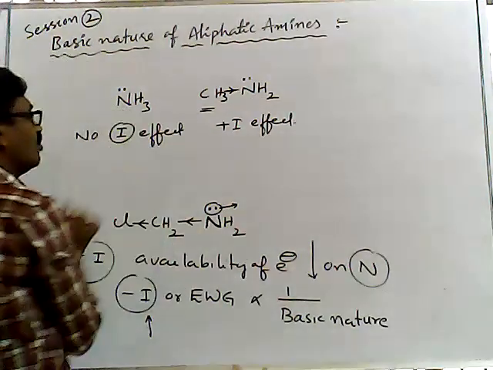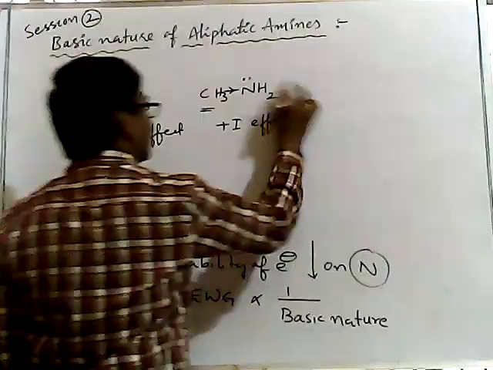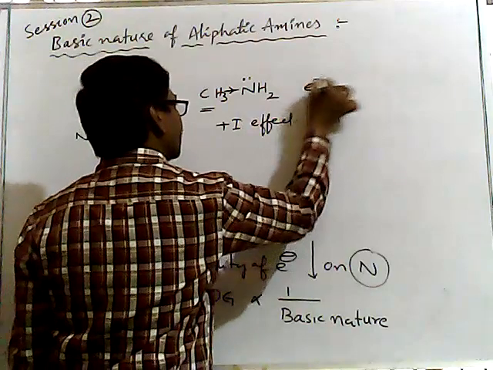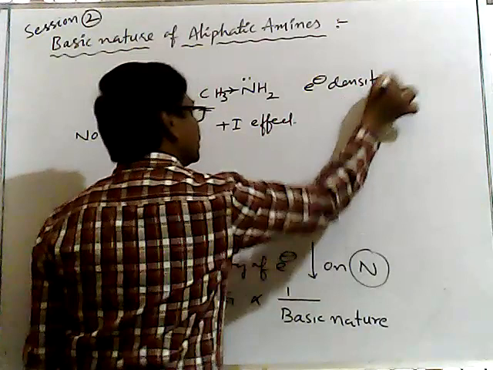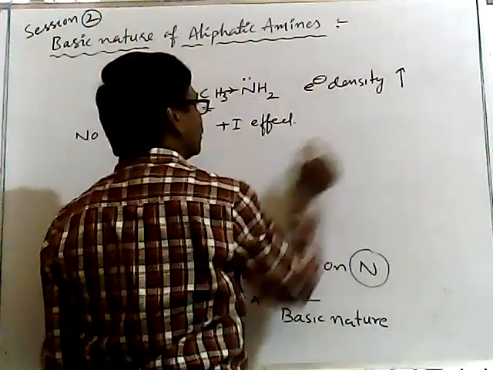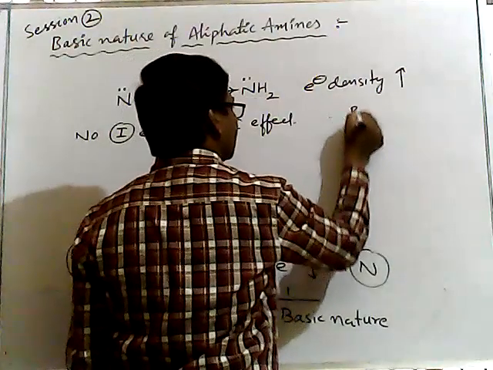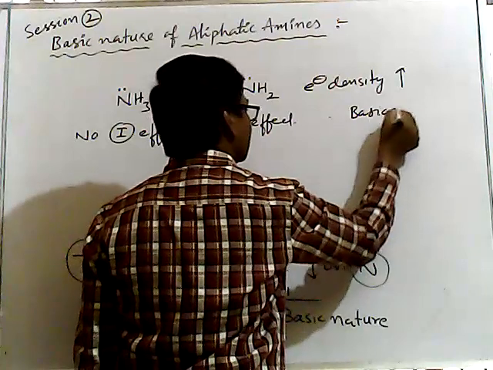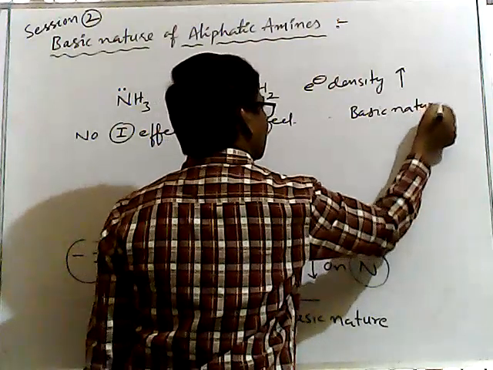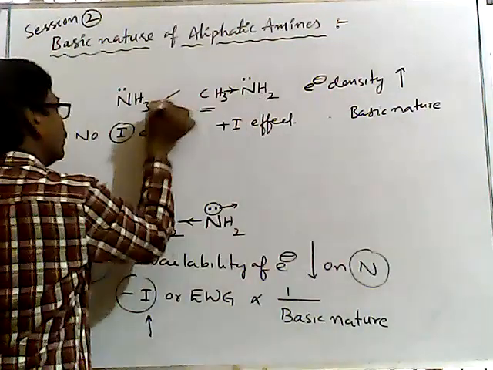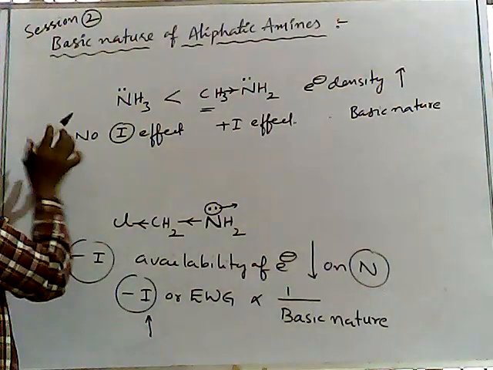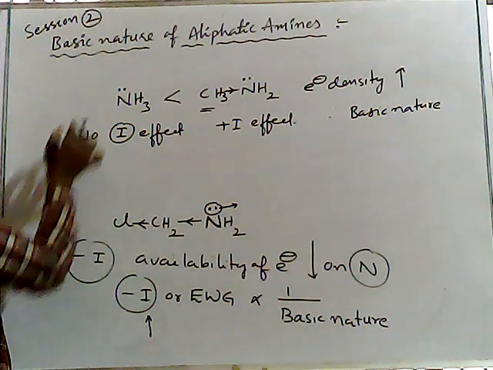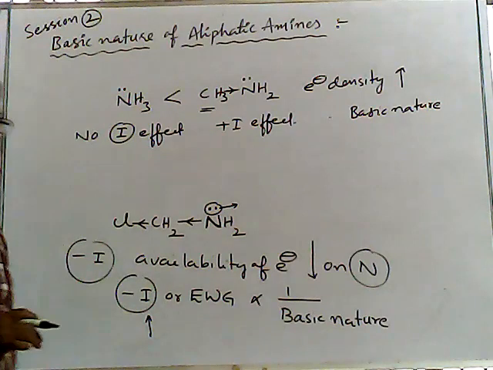Here there is no plus I nature, so here the electron density increases on nitrogen. Therefore, basic nature increases from ammonia to methylamine. So this is how the plus I effect affects the basic nature of amines.